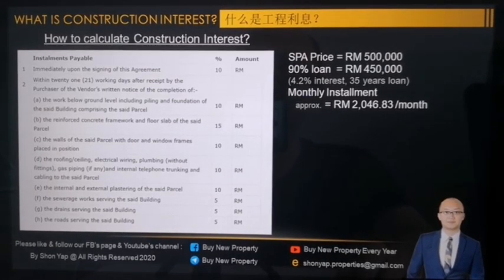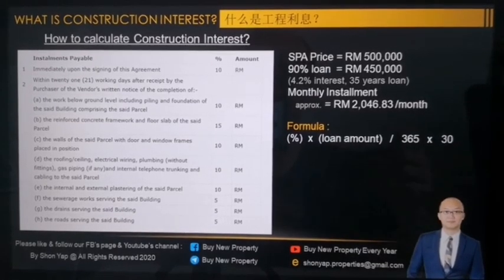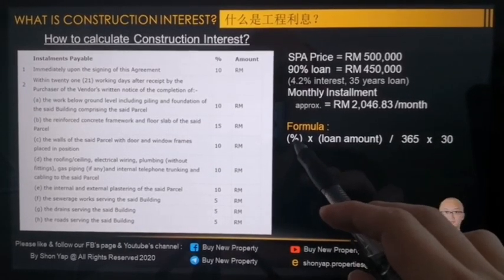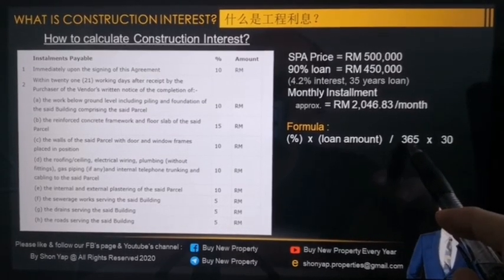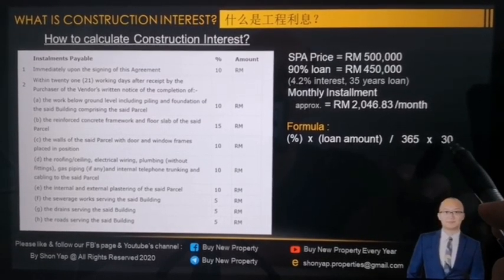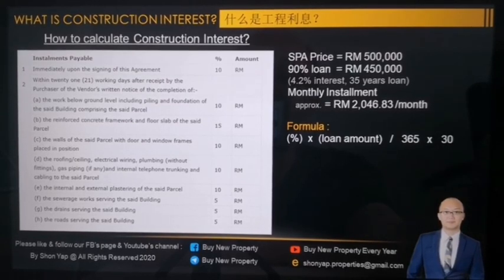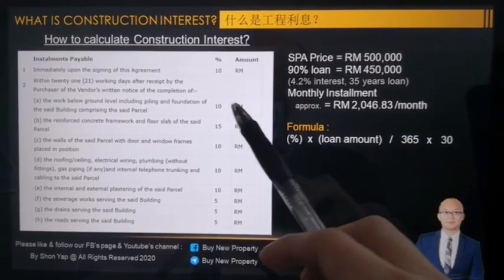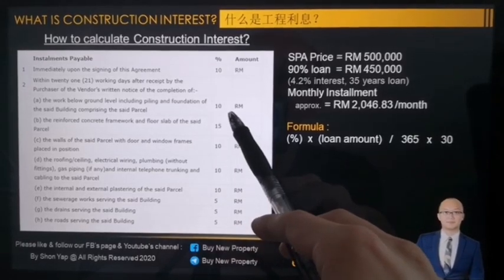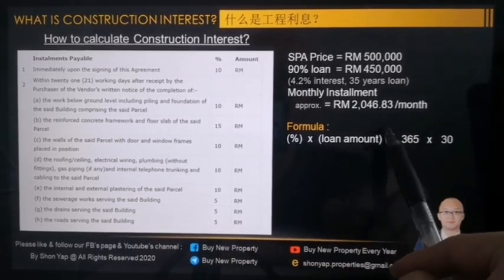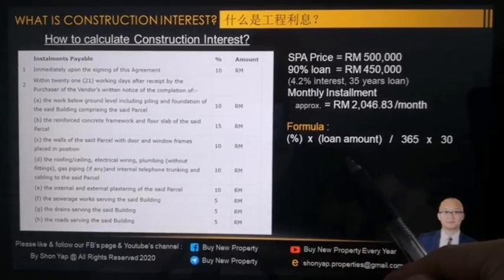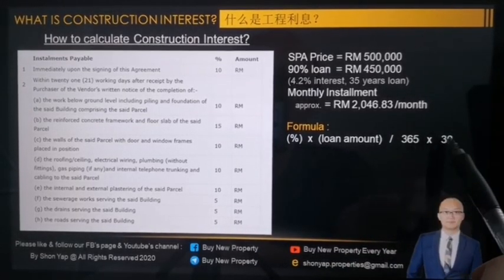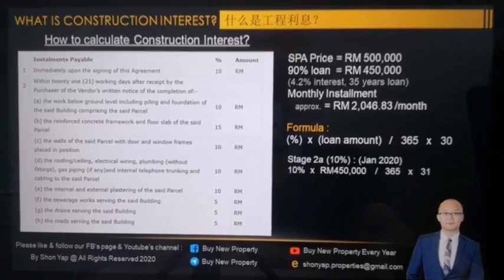And this is the correct way to calculate, because, as I mentioned just now, all the interest is calculated by the percentage of your loan and your loan amount, and every day, over 365, times the days of the month, you have to pay the interest. If your current billing is stage 2 at 10%, then you pay accordingly. When it comes to stage 2B, you take 25% of the loan amount and divide by the days of the month.